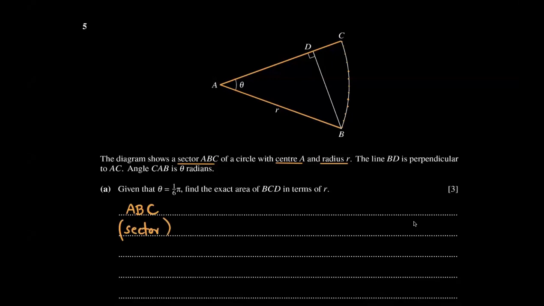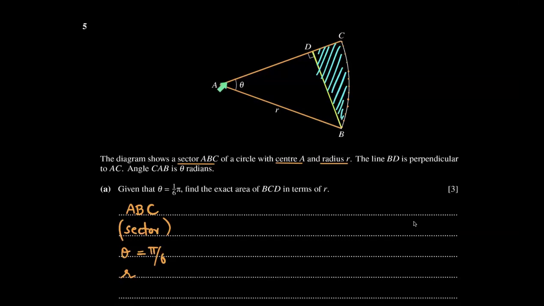And the angle is theta. In the first part, theta is pi by 6, and radius is still R. Then it says the line BD is perpendicular to AC. So this line BD, this is perpendicular to AC. And then it says, angle CAB is theta radians. That's right over here. And find the exact area of BCD in terms of R. What is BCD? That is this segment right over here.